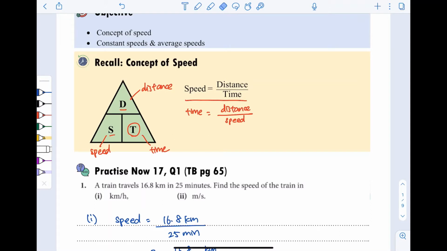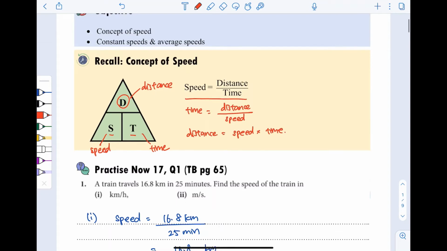And lastly, if I want to find out what is the distance itself, the remaining components that we have in our triangle is speed and time. Hence, distance is equals to speed times time, because speed and time are side by side at the bottom of the triangle. So this is how the triangle is being used.